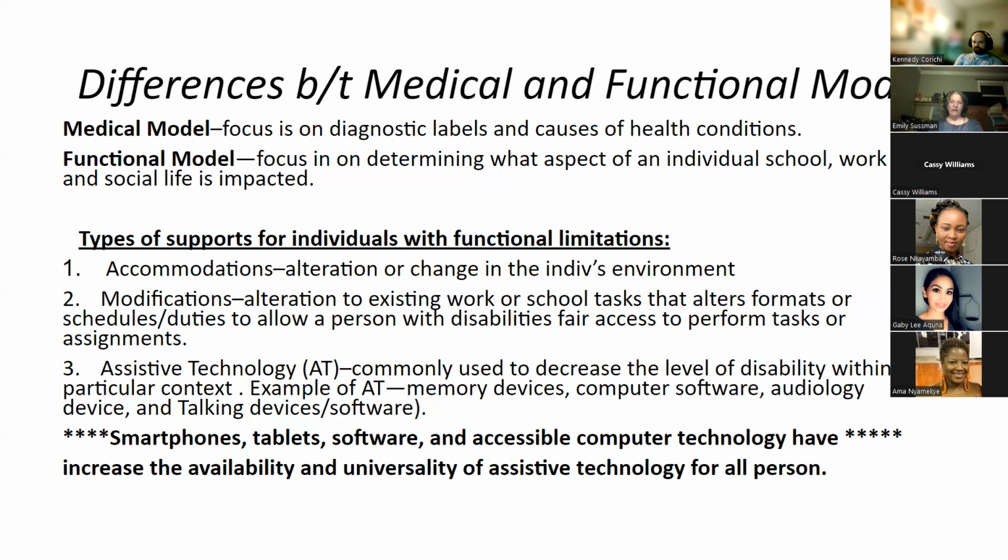For the type of supports for individuals with functional limitations, we look at the supports that they can give to somebody that has a functional limitation. They can give you accommodations, modifications, and assistive technology, AT, commonly used to decrease the level of disability within a particular context. Right here, I put examples like smartphones, tablets, software, accessible computers. I know some of my students, I've got them the talk to speech.